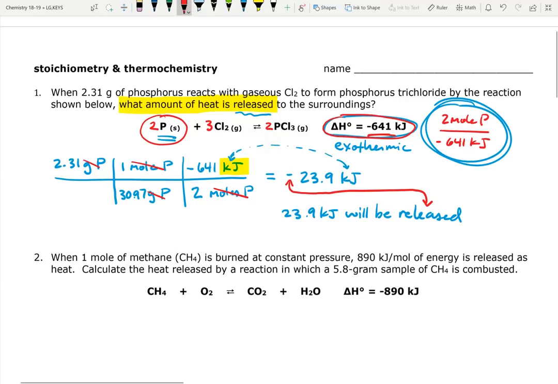But when we express it or explain it to someone to show that we're releasing energy, we can show it as a negative, or we can say 23.9 kilojoules will be released, will be lost from the system. So there's our answer. 23.9 kilojoules will be released, or simply negative 23.9 is the change in energy of this reaction. That's the setup. All right, let's try another one.